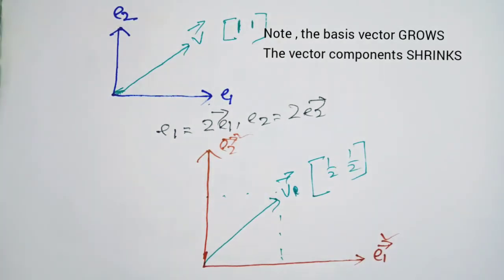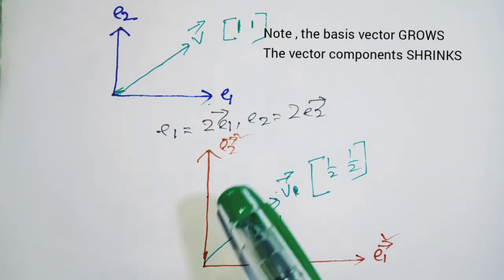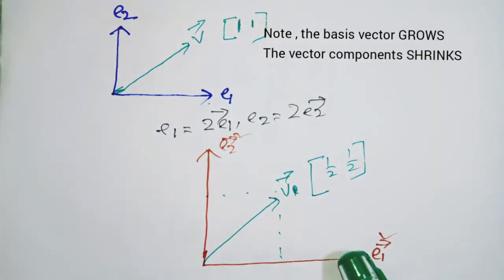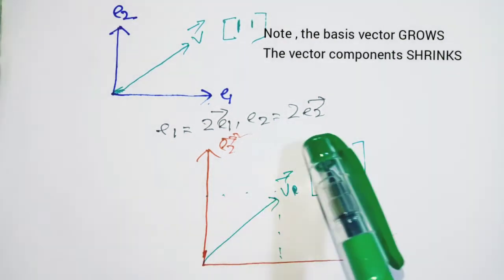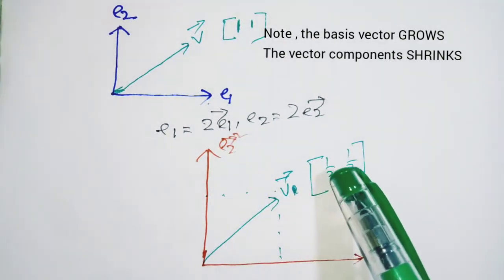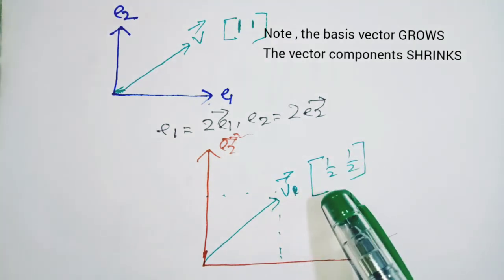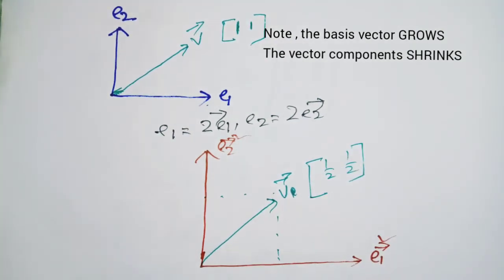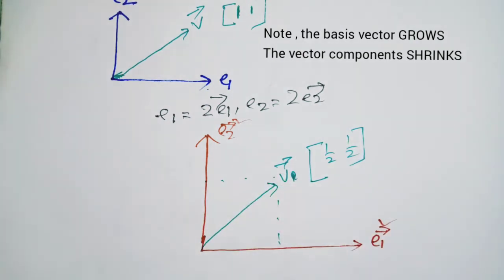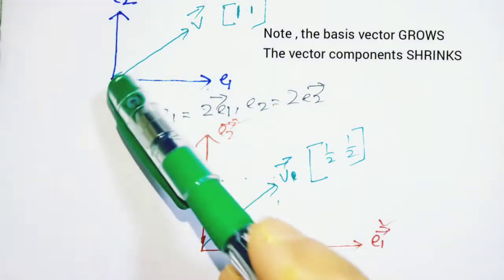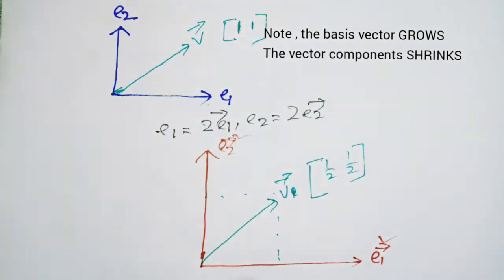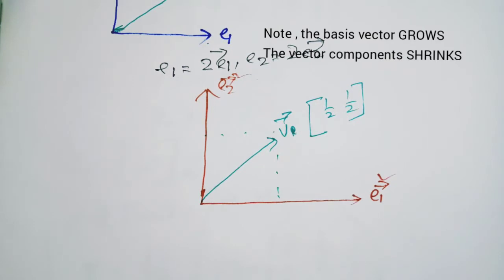So the basis vectors have grown to a scale of 2, and the vector components seem to have shrunk by a factor of 2. The basis has grown by 2, 2E1 and 2E2, and the components have become half. This shows that vector V is invariant. Vector V remains invariant though the basis vectors have increased in size, this one and this one. I will show you another example which makes things much clearer.